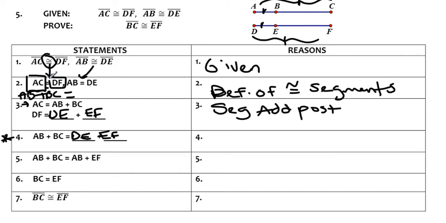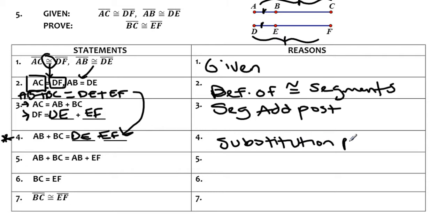And I'm going to replace this DF here with what we said it equaled. We said it equaled DE plus EF. So down here, I'm just rewriting that, and that is allowed to be done by the substitution property. Okay, moving on, we have AB plus BC equals AB plus EF.